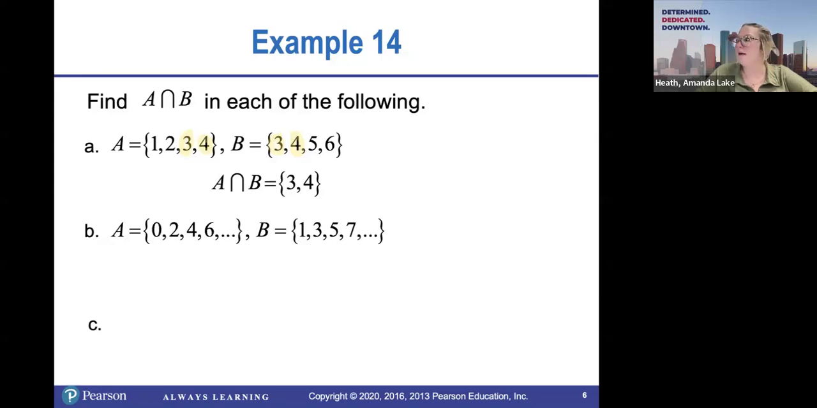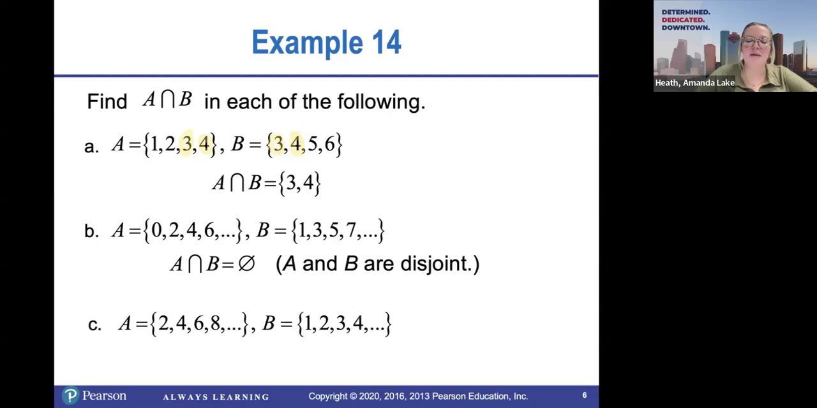Okay, so what if I think about the set A, where A is 0, 2, 4, 6, etc., and B is the elements 1, 3, 5, 7, etc. You might notice A is all of the even whole numbers, and B is all of the odd whole numbers. There's actually no overlap here. None of the elements of A will be in B, and none of the elements in B will be in A. So the intersection will be the empty set. And we say that A and B are disjoint if their intersection is empty.